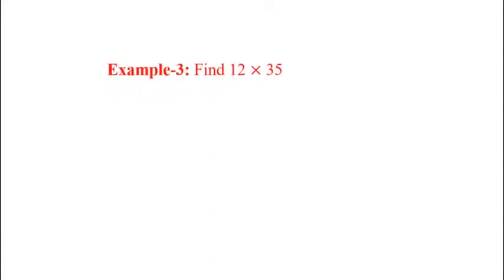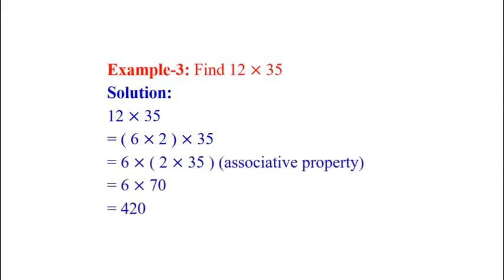Next, example 3. Find 12 into 35. Solution: 12 into 35 is equal to, 12 can be written as 6 into 2, into 35. So that is equal to 6 into 2 into 35. Here we use the associative property. So this is equal to 6 into 70, that is equal to 420.